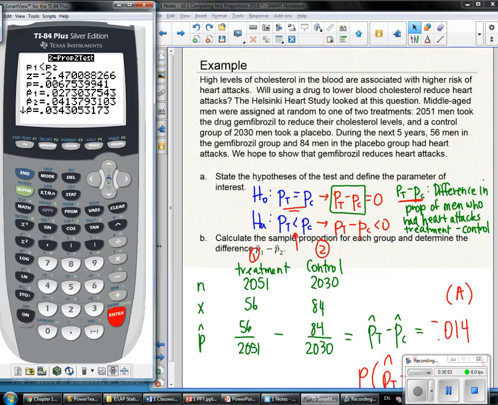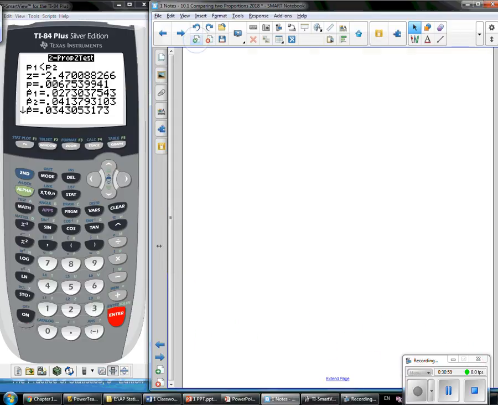And so you'll notice that this screen has a lot of P's on it. So we already showed that the conditions for inference were met. So in terms of the do, all you would say is, we proceed with a 2-sample z-test for proportions.